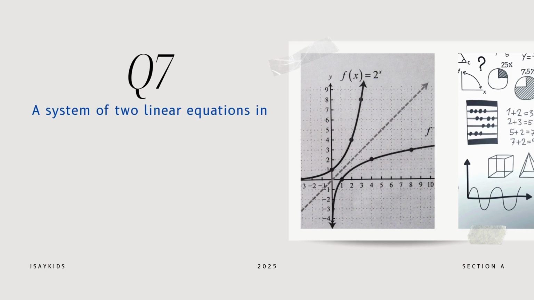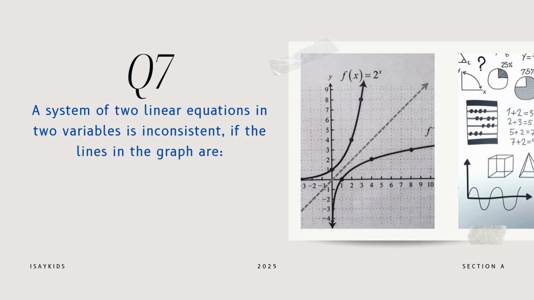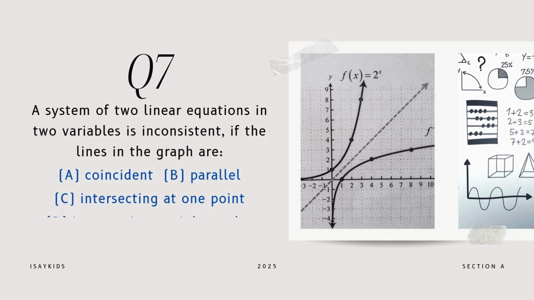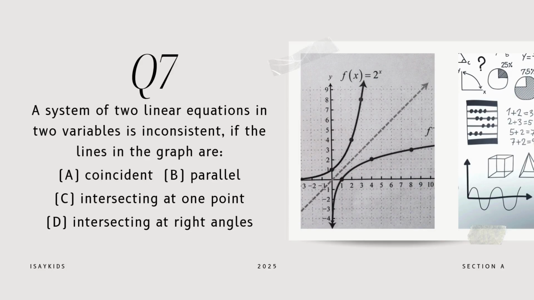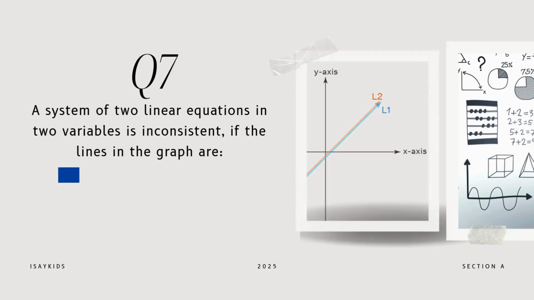A system of two linear equations in two variables is inconsistent if the lines in the graph are which of the given options? Well, a system of two linear equations in two variables is deemed inconsistent when the lines represented in a graph do not intersect at any point. Let's look at our options.